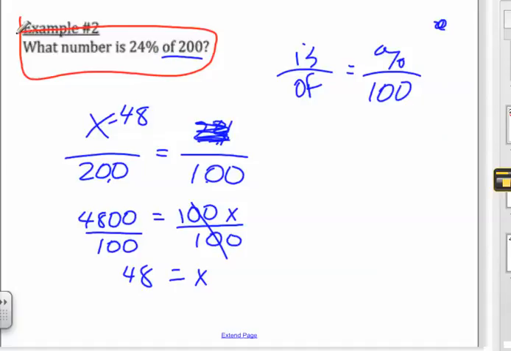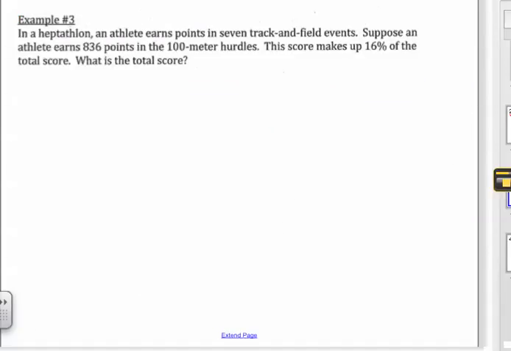Okay? So when we look at this word problem coming up, it says, in a heptathlon, an athlete earns points in 7 track and field events. Suppose an athlete earns 836 points in the 100-meter hurdle. This score makes up 16% of the total score. What is the total score? Now, how can I take that information and write a very simple percent question? How can I do that?